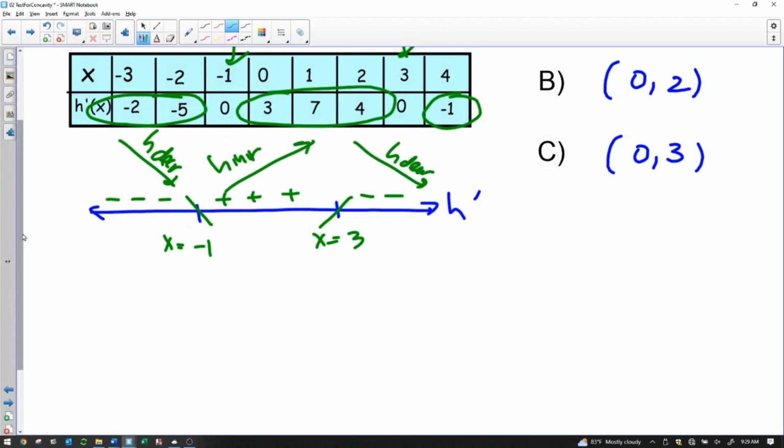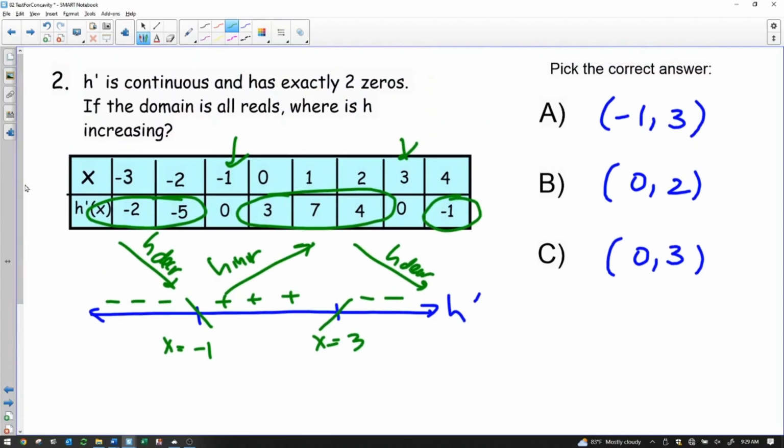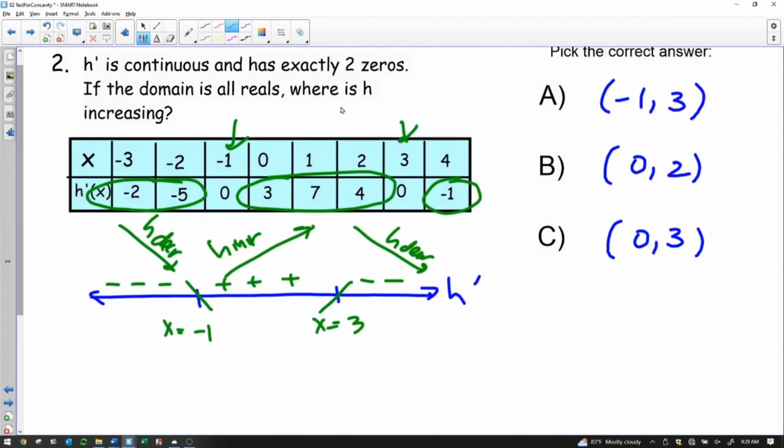Okay, so knowing all of that, let's answer the question. Where is h increasing? So what's the right answer? A. Okay, now I'm going to tell you that the most common wrong answer on the test is B. I put a star by this. Make sure you look at it for the test. The answer is A, but the most common wrong answer is B.